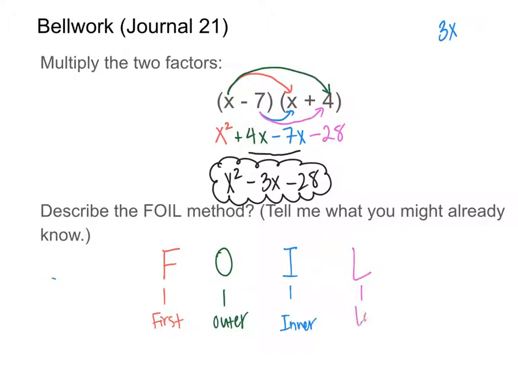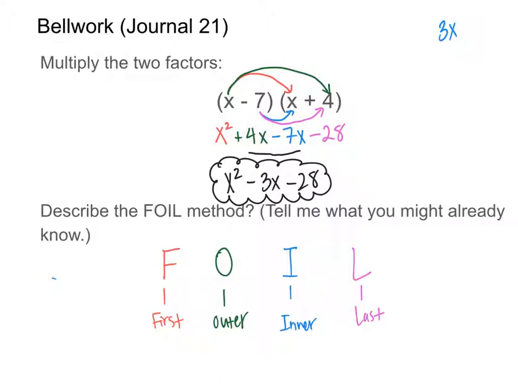And then last but not least, you have the last terms multiplying each other. Notice how negative 7 and 4 are the last terms, and you multiply them to get the negative 28. So FOIL is talking about the 4 terms you create after you distribute. And so then you would combine like terms to try to get probably a trinomial. So let's take a look at some foiling problems.